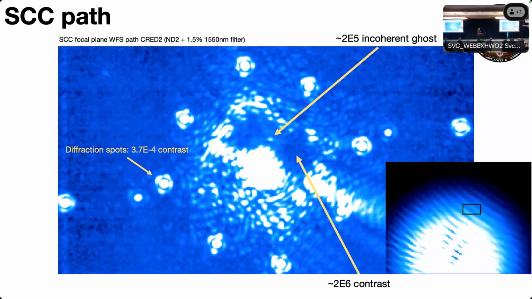So this is a ghost from somewhere we don't know yet in the instrument. It's a pretty bright ghost, 2e-5 contrast. And you look at the fringes at the bottom right, nothing is distorted. So this is incoherent light. So we said, no, a ghost, who cares? Okay. And we still have some good contrast. We can still process the images.